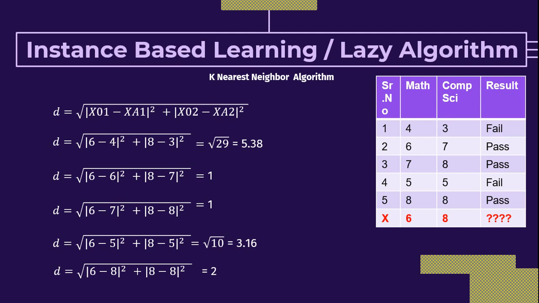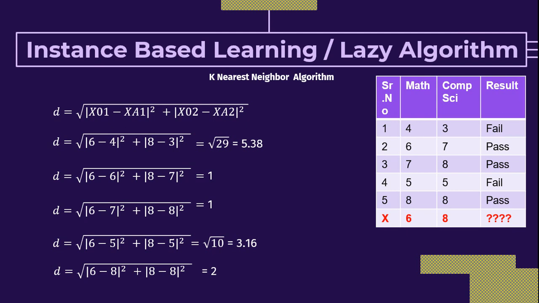Move to the next, for the roll number 3 student. (6 minus 7) whole square plus (8 minus 8) whole square, that is again 1. Move to the next, that is roll number 4. (6 minus 5) whole square plus (8 minus 5) whole square, that is under root 10, which is equal to 3.16. And for the last student, that is (6 minus 8) whole square plus (8 minus 8) whole square, that is 4 plus 0, which is equal to 2.